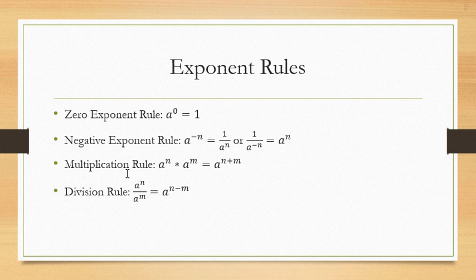The multiplication rule, or sometimes called the product rule if you look it up on Google, says that a to the nth power times a to the mth power is a to the n plus mth power. We add our exponents. The division rule, or perhaps the quotient rule, as sometimes Google likes to call it: we take a to the nth power divided by a to the mth power equals a to the n minus m power. We subtract our exponents.